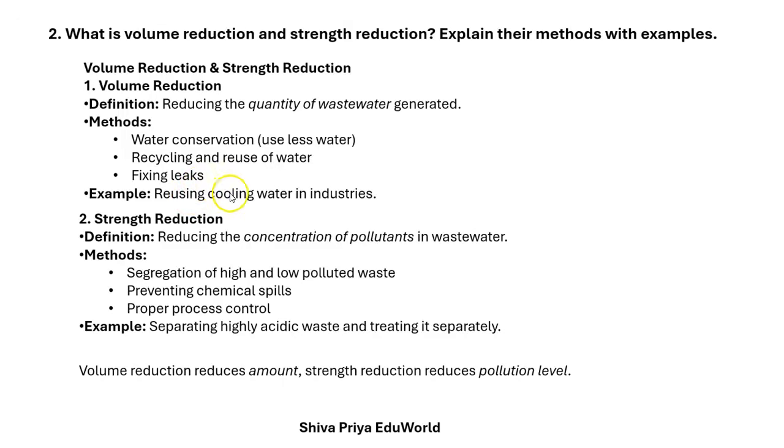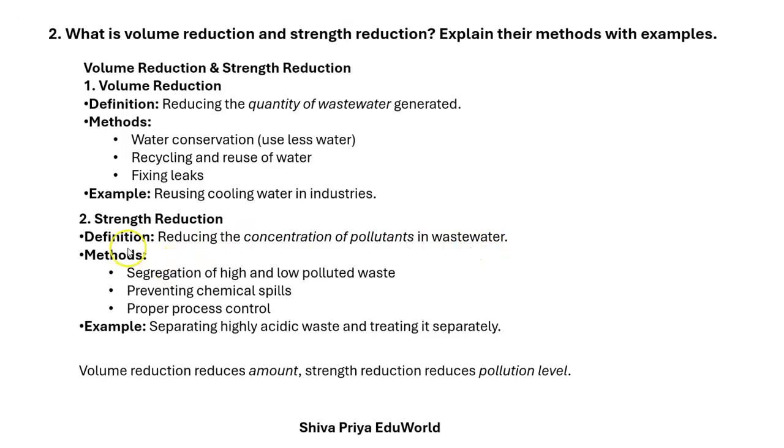For example, reusing cooling water in industries. After cooling, that hot water which is emitted from the industries, they will reuse that cooling water again in the industries. That is one more example for this volume reduction. And the second one is strength reduction, reducing the concentration of pollutants in water. This is one more method. They will just reduce the concentration of the pollutants which are present in that wastewater.